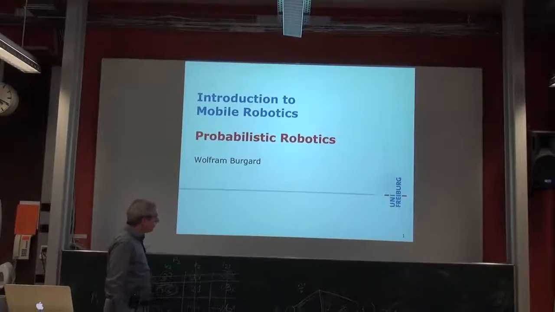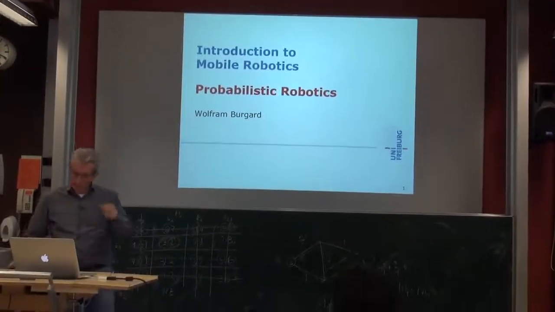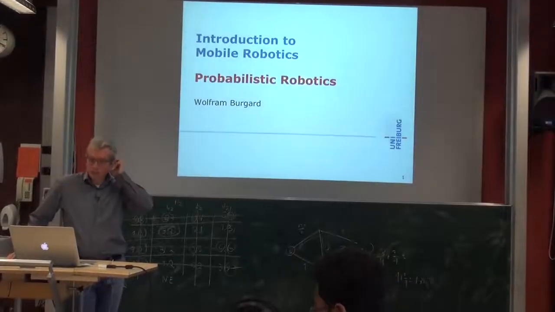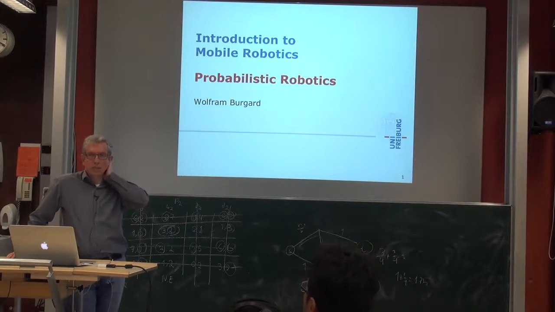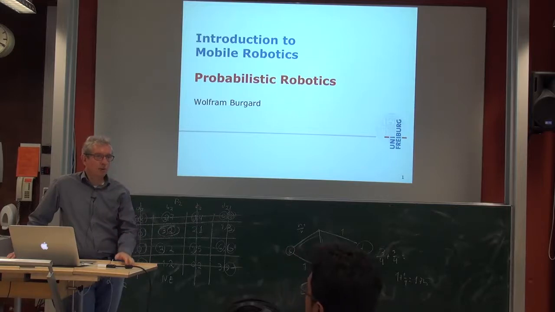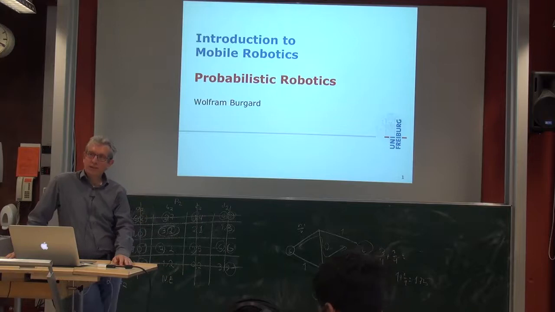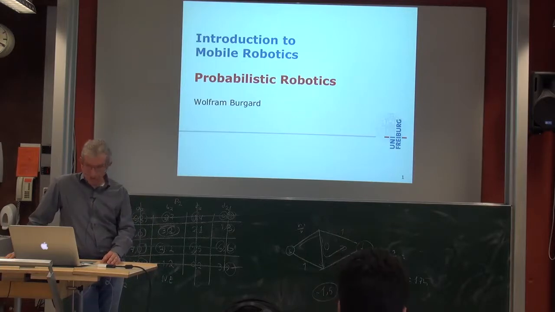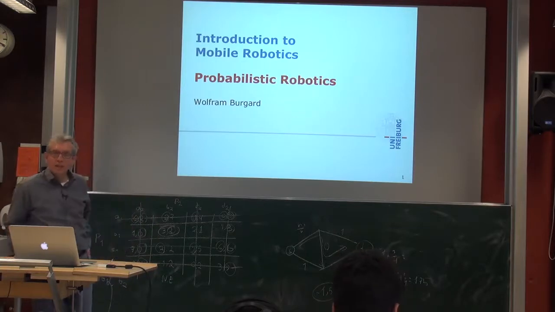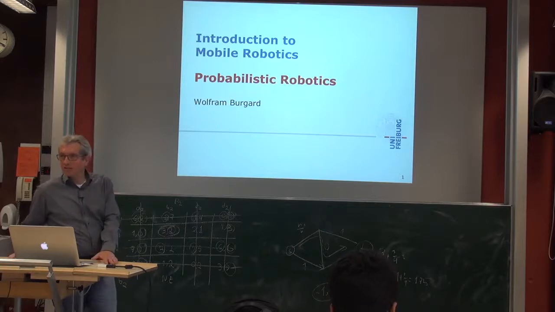In the chapter on probabilistic robotics, what we have seen thus far is basically the math under the assumption that robots live in the ideal world where they have perfect sensors and perfect actuators. Unfortunately, there's no such world, at least not in the real world that we live in. Robots are rather faced with imperfect sensors and imperfect actuators.